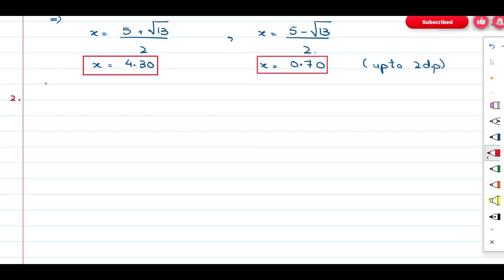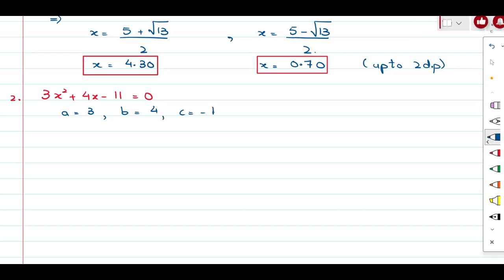The second example: let's say I have the equation 3x square plus 4x minus 11 equals 0. Let me solve this with the help of the quadratic formula. Again, a is the coefficient of x square, b is the coefficient of x, and c is your constant term, negative 11. So here x equals negative b plus minus square root of b square minus 4ac. Once you write a, b, c separately, it is very easy to plug everything into the formula, right?